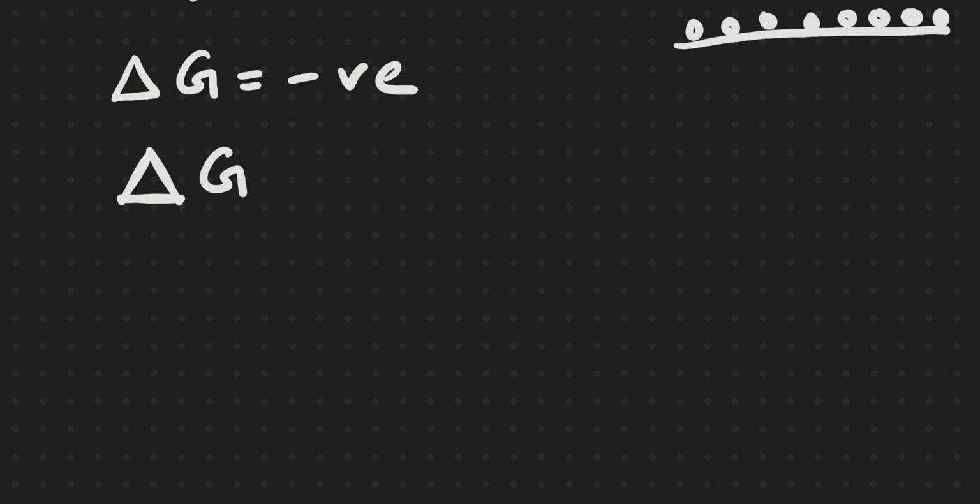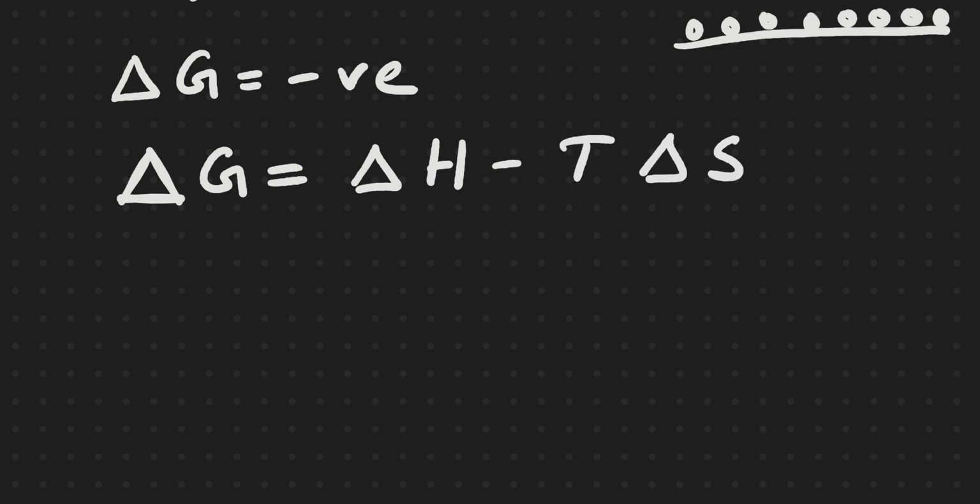So we know that for a process to be a spontaneous process, delta G should be negative, and the value of delta G, we know that it is delta H minus T delta S. And now we have seen that this is a negative value and this is a negative value.